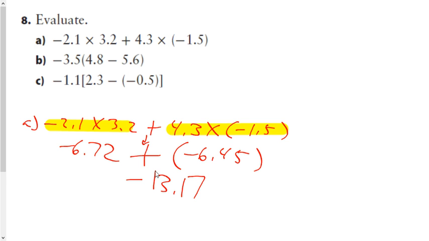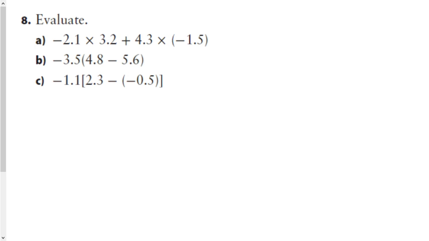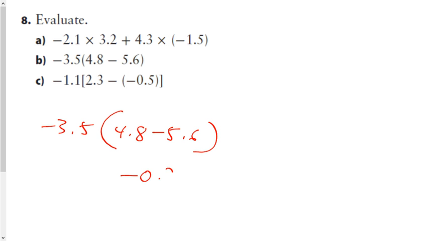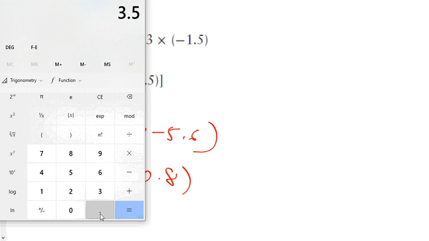For question B, I'll erase this part here. For question B, we have negative 3.5 multiplied by 4.8 take away 5.6. So here we actually have a question where we're going to use brackets first. So I'm going to write this down again. Negative 3.5 multiplied by 4.8 take away 5.6. Do our subtraction first. 4.80 take away 5.60 is negative 0.8, I think. And we're going to multiply that by negative 3.5. So 3.5 times 0.8 is going to be, is that going to be a negative or a positive 2.8?